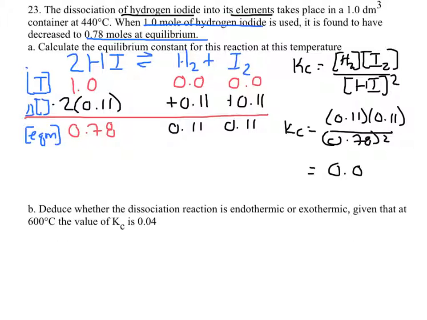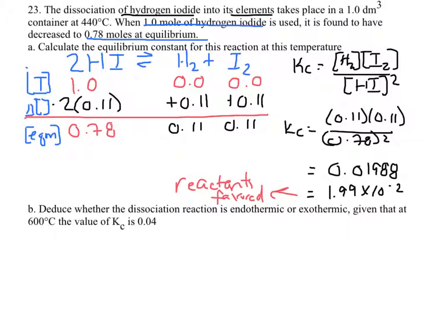You get 0.01988. Turn that into a cleaner number, 1.99 times 10 to the negative 2. We need no units for the Kc calculation because it's just a representation. So this is telling us that reactants are being favored. If you needed the units for the equilibrium concentrations, remember the units for concentrations is moles per decimeter cubed.